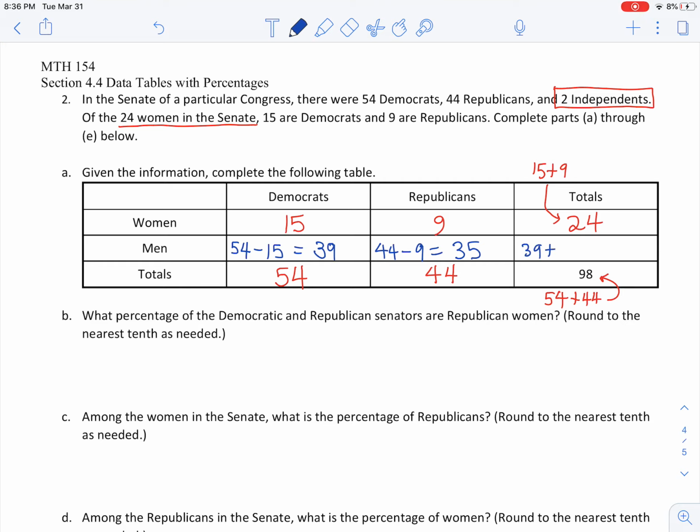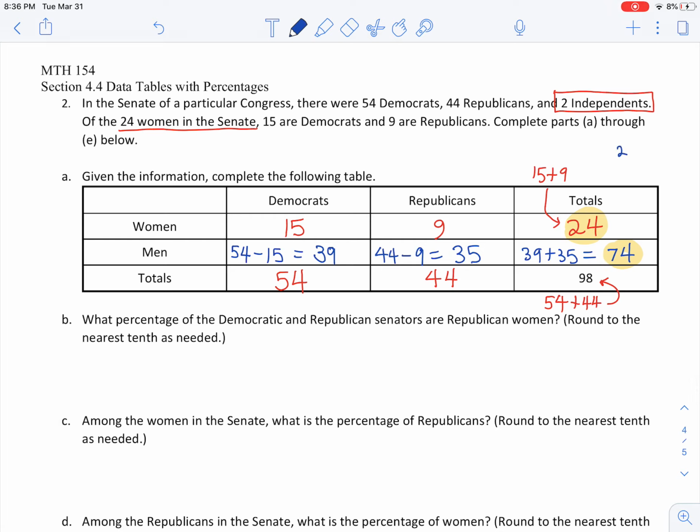Now let's add 39 plus 35. 39 plus 35 is 74. I'm going to circle these two numbers. What if I add 24 plus 74? 24 plus 74 comes out to be 98. And notice how this number matches this 98 right there. So this table is complete. We did a great job on it.